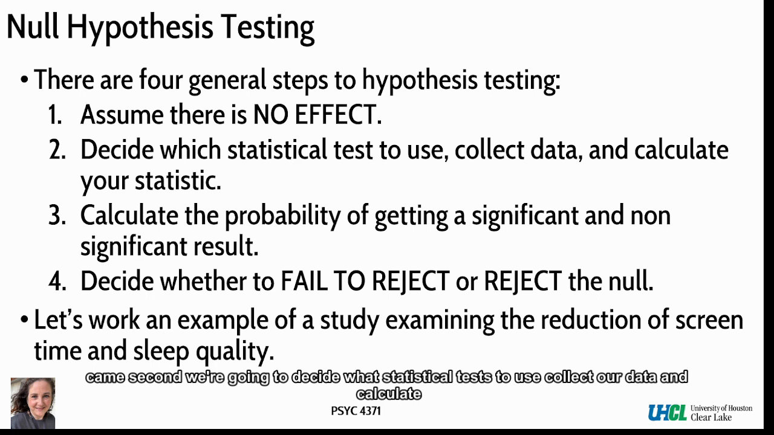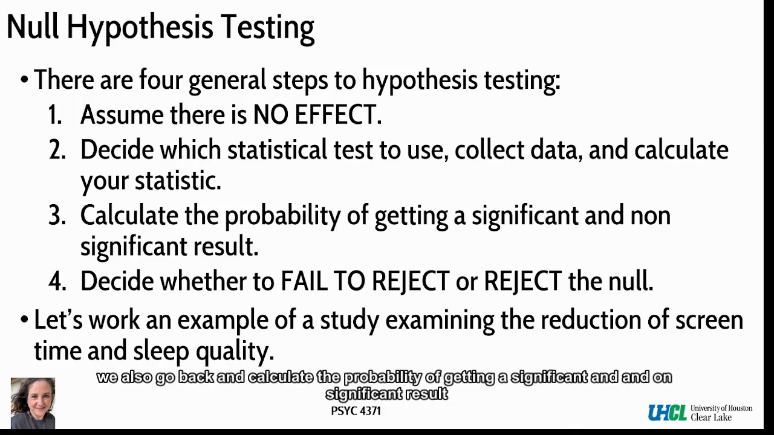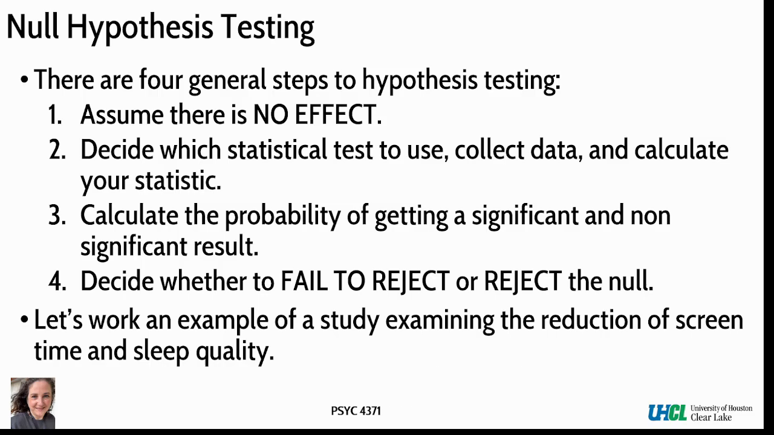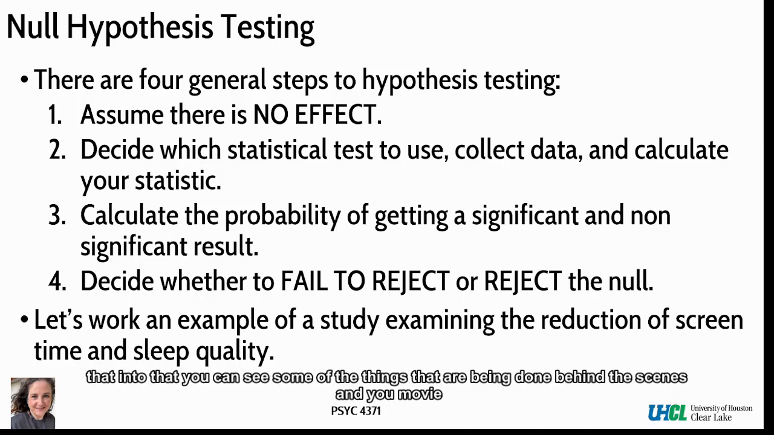Second, we're going to decide what statistical test to use, collect our data, and calculate our statistic. We also go back and calculate the probability of getting a significant and a non-significant result. And when we start using Jamovi, we kind of glance over or jump over this step. So that's why in this video and the calculation videos that follow, we add this step back in so that you can see some of the things that are being done behind the scenes in Jamovi.